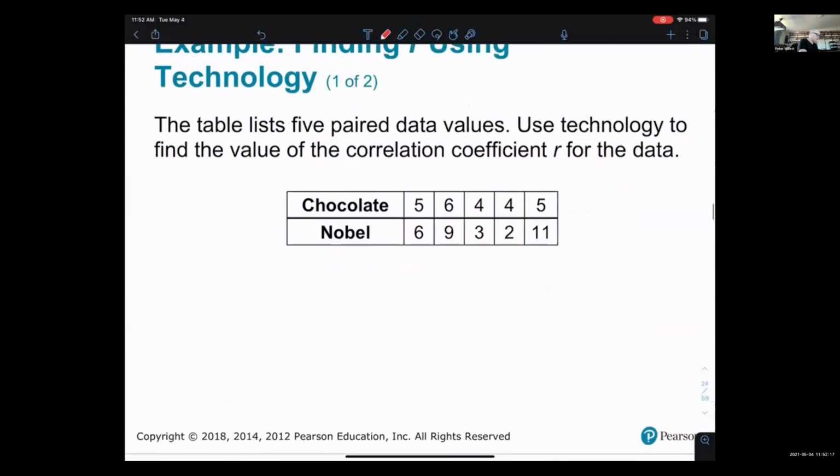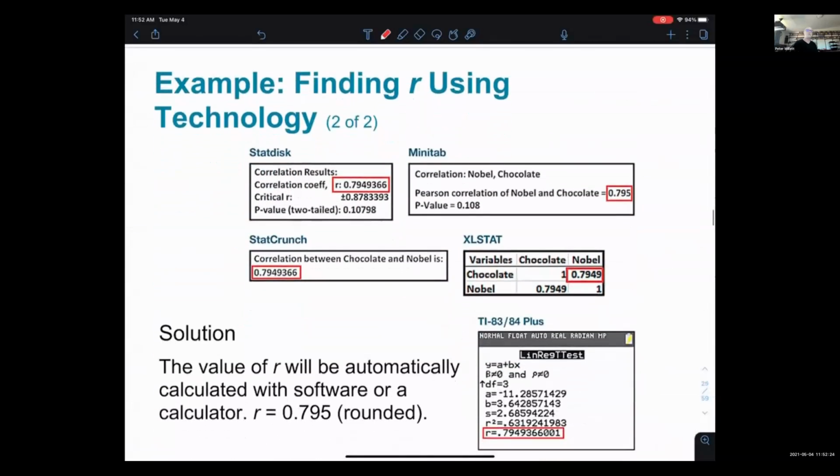But nonetheless, these are just 5 pairs of data values. You could toss them into StatCrunch or other technology and get some information. So they're saying, look, we dumped those 5 data values in, and here's different things that we were shown. Here's our little StatCrunch example, but they all give you basically the same R value of 0.9795, rounded to 3 decimals. And it just says that the value of R will be automatically calculated with software or a calculator.